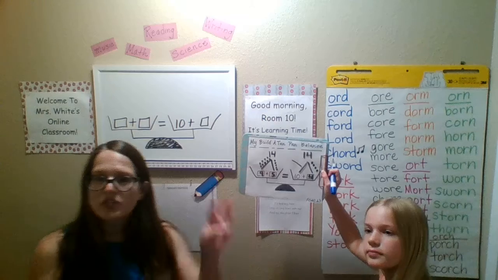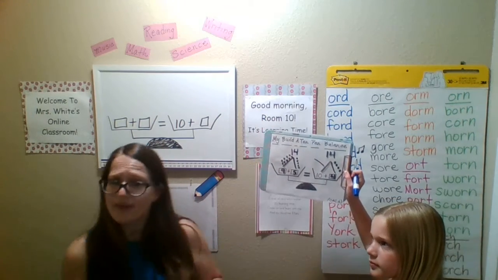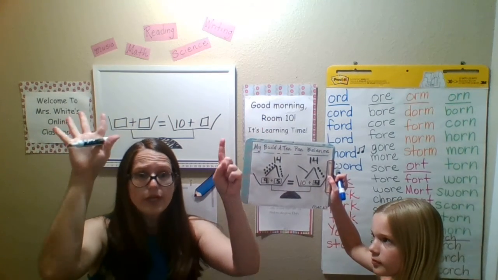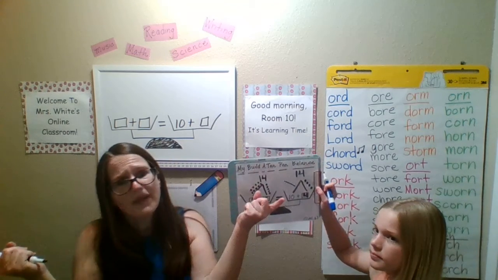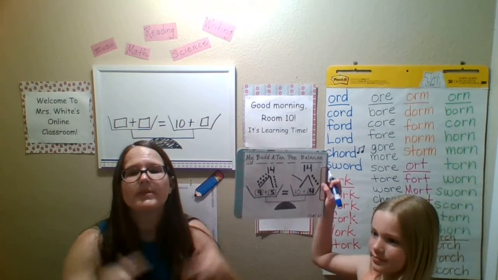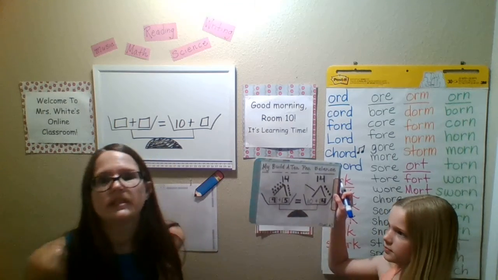Now, I'm not going to do this with 3 plus 2. That only makes 5. And I'm not going to do this with 1 plus 5. That only makes 6. I'm not going to do this with 1 plus 1. That only makes 2. I'm going to do it with numbers that I know are going to build a 10, okay?